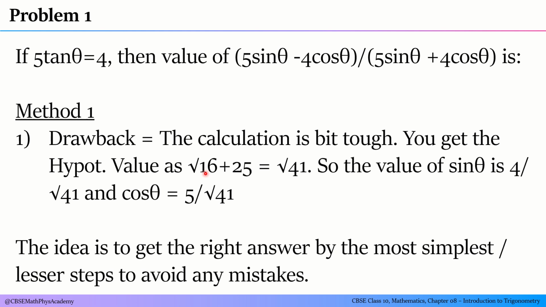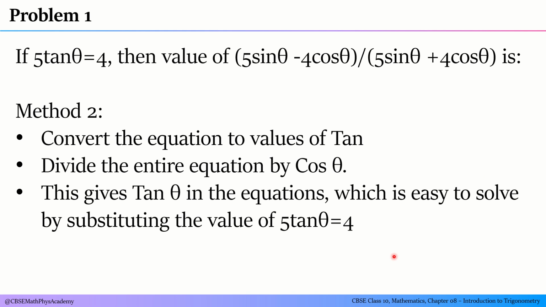You get the hypotenuse value in this case as root of 4 square plus 5 square, which is equal to root of 16 plus 25, which is root of 41. So the value of sin theta becomes 4 by root 41 and the value of cos theta becomes 5 by root 41. When you substitute, the calculation is slightly, I'll not say difficult or impossible, slightly complex. The idea is to get the right answer by the simplest method and the lesser number of steps, because the lesser the number of steps, the lesser mistakes you make. When you try to do something more complex, there is a high possibility you make some mistakes. So we will try this method.